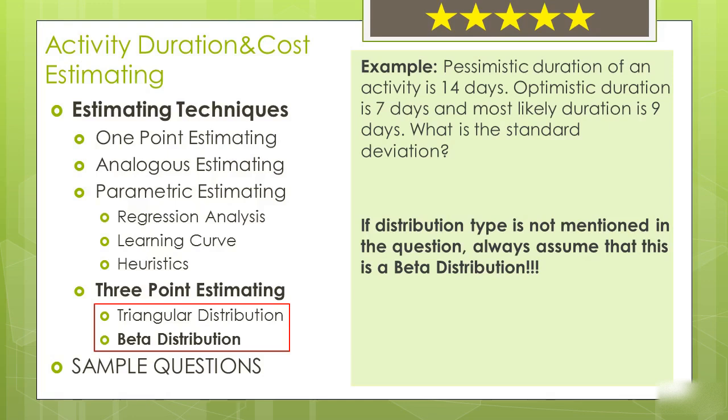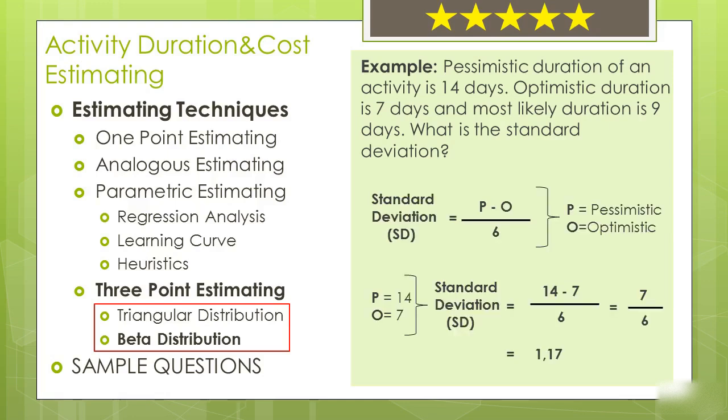Let's remember the formula again. Standard deviation equals pessimistic estimation minus optimistic estimation divided by 6. Since P equals 14 and O equals 7, if we put the values into the formula and do the calculation, the result will be 1.17.